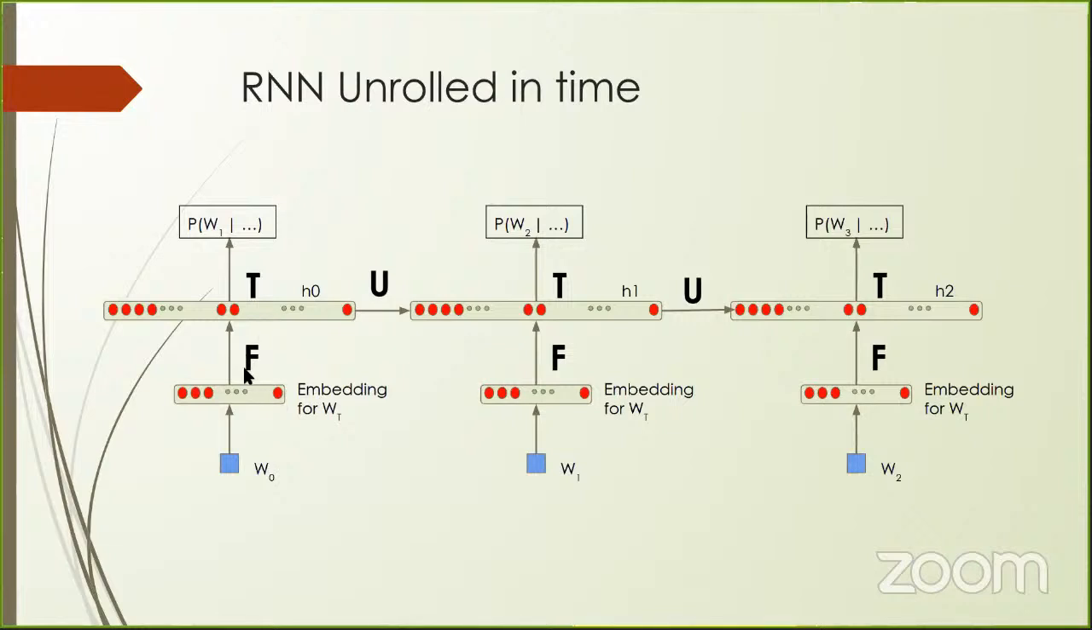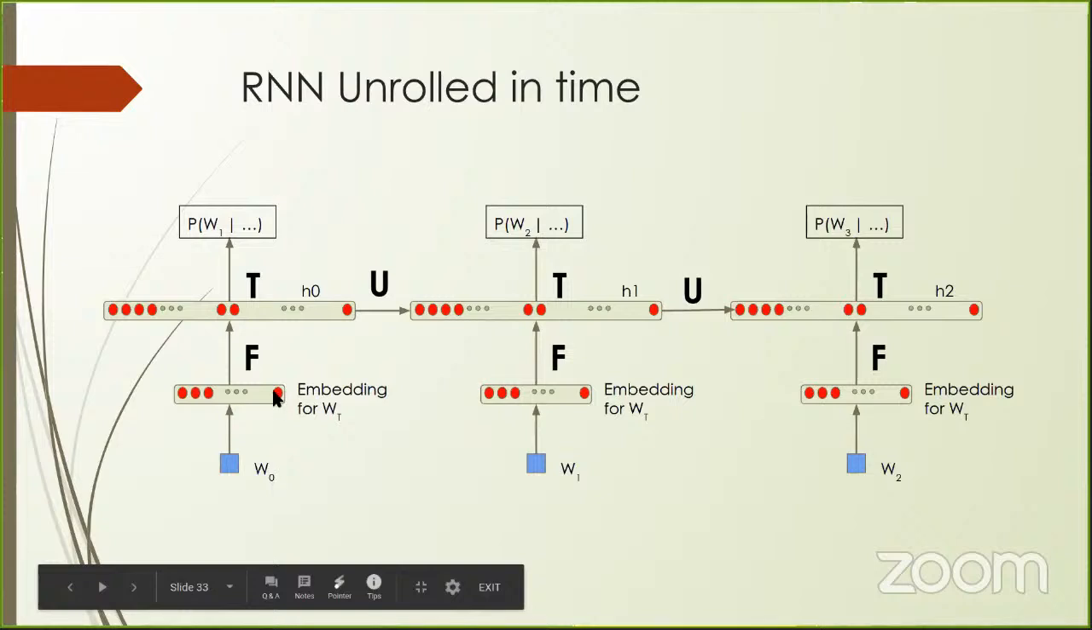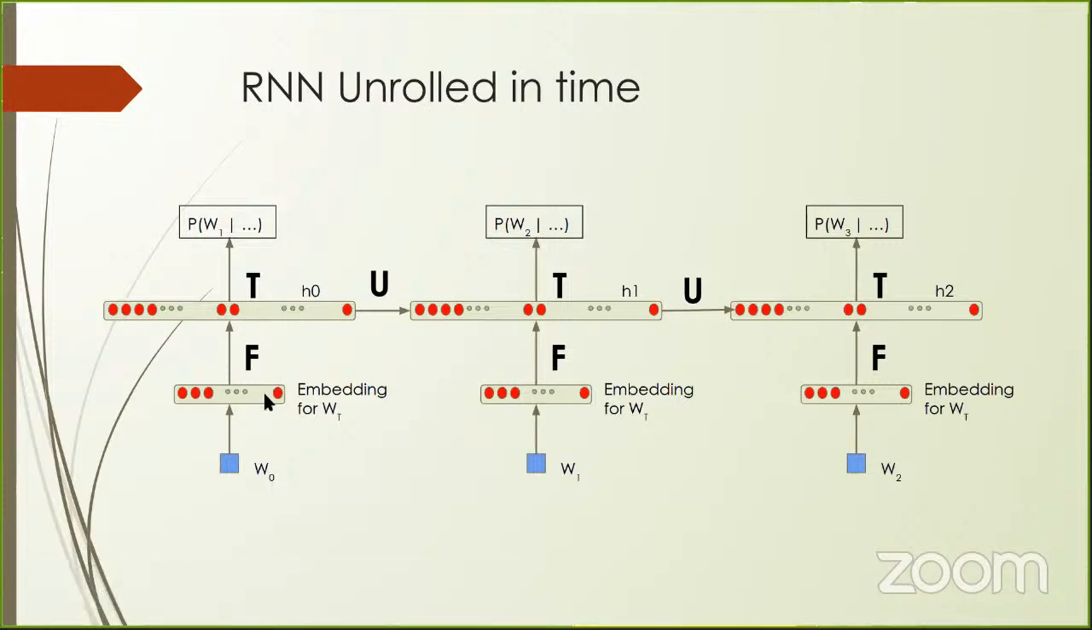Matrix you can learn from data. Now once you multiply this with a matrix F, you get some intermediate value in H0, which you further multiply with matrix T to get the representation of the sentence until W0. Just imagine it as matrix multiplication. You give an input vector, multiply with two matrices, and you get the output vector. Simple enough. We'll come to how we get those vectors, but let's assume we have those matrices T and F.